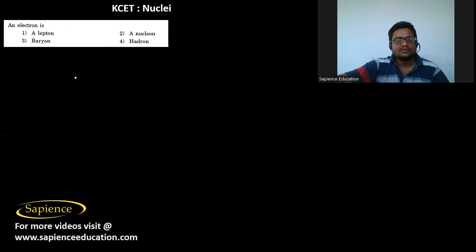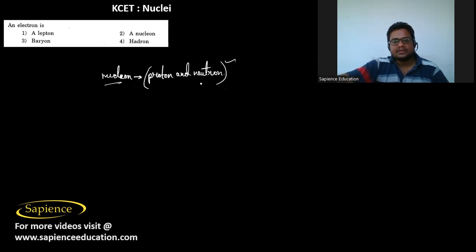Then here it is told, an electron is a lepton, a nucleon, a baryon, and a hadron. So nucleon means only proton and neutron. Only proton and neutron are called nucleons, since they are present inside the nucleus of an atom only. An electron is not a nucleon, since it is present outside the nucleus of an atom.